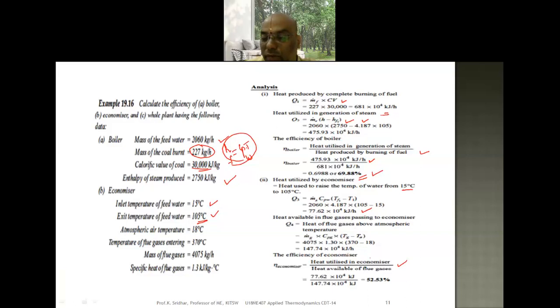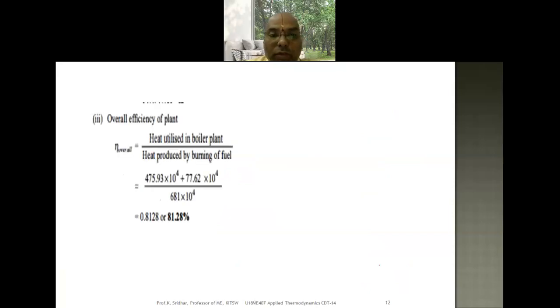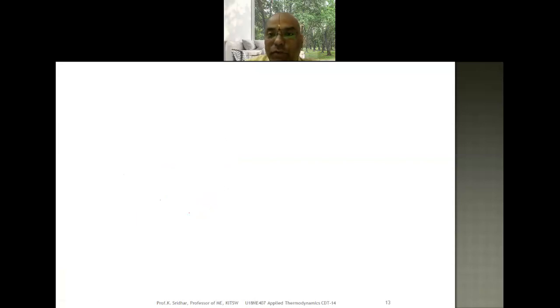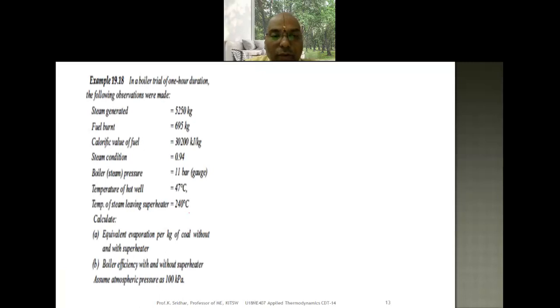Next, the heat available in the flue gases, that is mg, cpg, delta T. The mg value is given as 4075 kg per hour, cpg is 1.3, and delta T is tg minus ta, 370 minus 18. By substituting this, we find the economizer efficiency is equal to 52.5. The last bit is the overall efficiency of the plant, that is the heat utilized in the boiler plant divided by the heat produced by the burning of the fuel, which is equivalent to 81.28 percent. In a similar manner you can solve the next problem also.